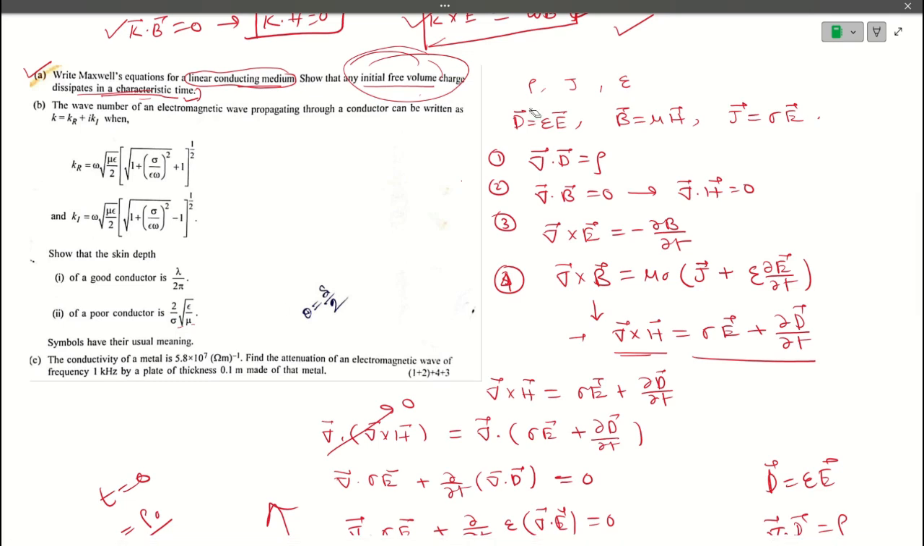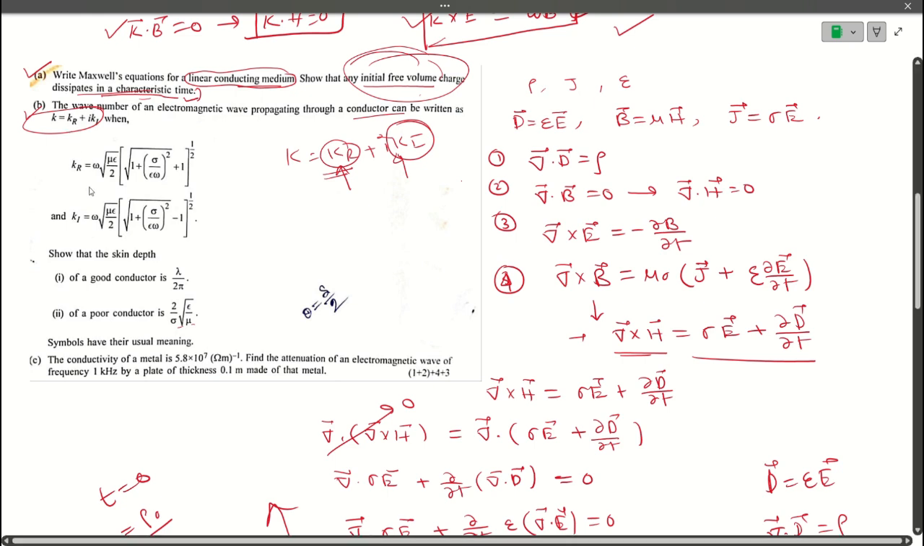Okay. Question B. The wave number of electromagnetic wave propagating through a conductor can be written as K equals Kr plus iKi. Here Kr is the real part and Ki is the imaginary part. Kr is basically called the propagation constant, and Ki is called the attenuation constant.